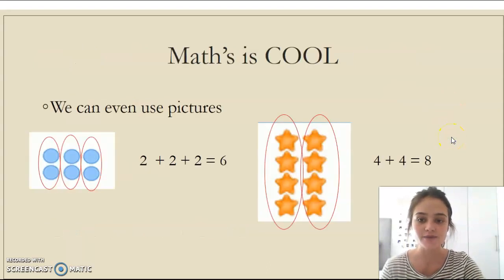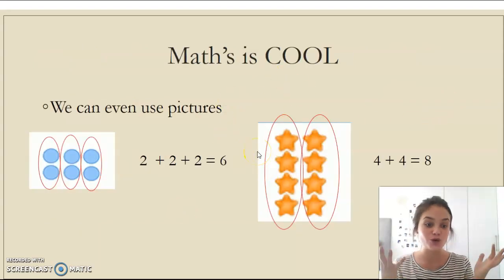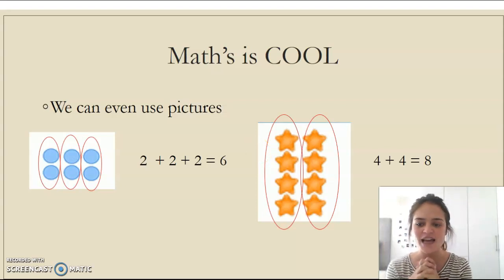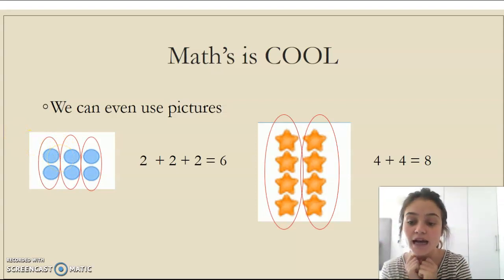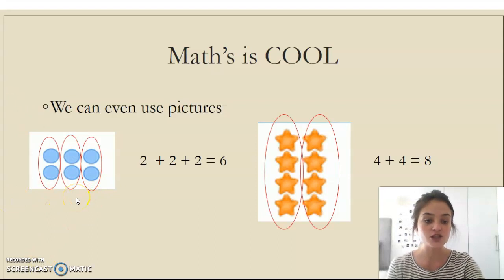I want you to see that maths is cool, it's fun, and we can even use pictures when doing maths. Let's have a look what I mean. So I've got an array, which means pictures put into order, like my circles over here, and Miss Smith has chosen to group them into groups of 2. So in my first, I have a group of 2. So I have 3 groups. Can you see that I've made 3 circles? And there's 2 in each group. So I say 2 plus 2 plus 2, which is 6. And there's 3 groups of 2.